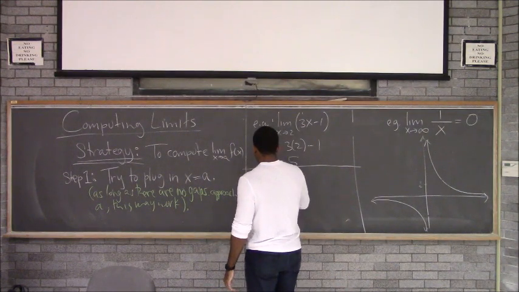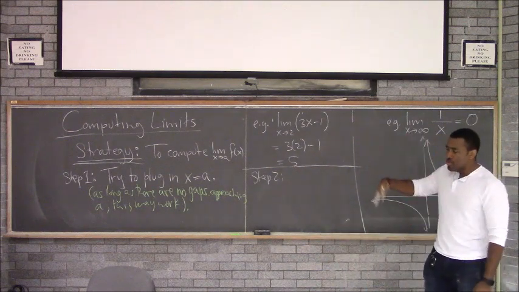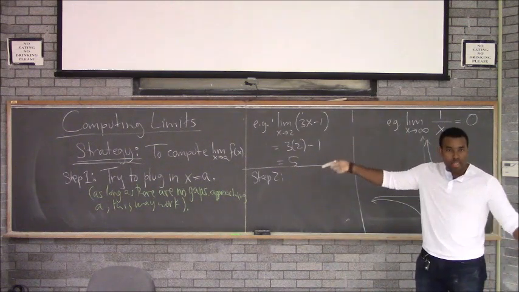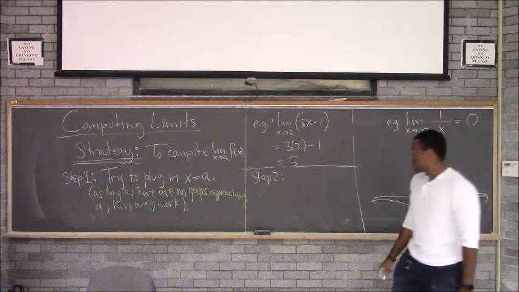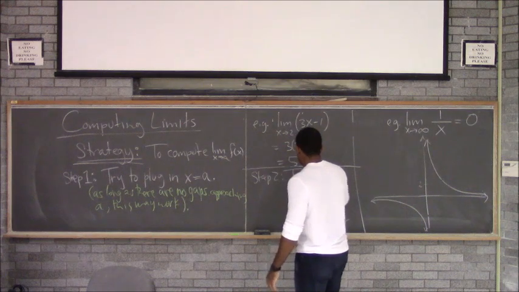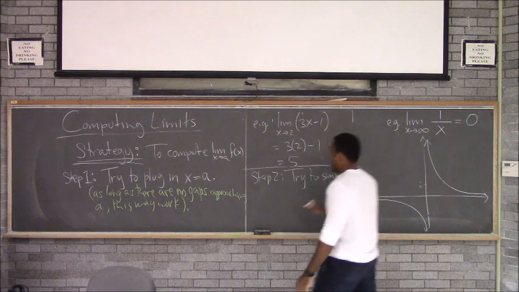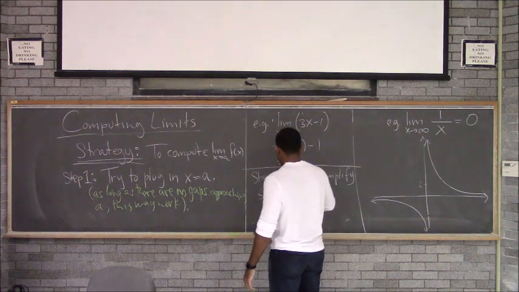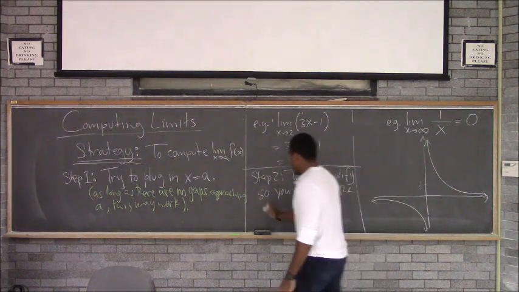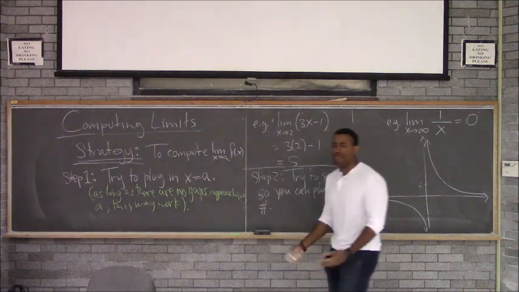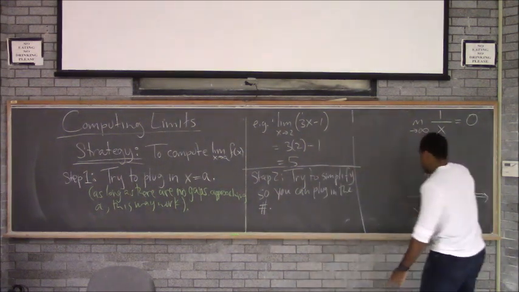Step 2. Now, you move to each new step if the previous step didn't work. That's the idea. First thing, try to plug in the number. Second thing, if you can't plug in the number, try to simplify it so you can plug in the number. Plugging in the number is so convenient that you try to force it to happen even if it doesn't happen right away. Now, we also did an example like this.